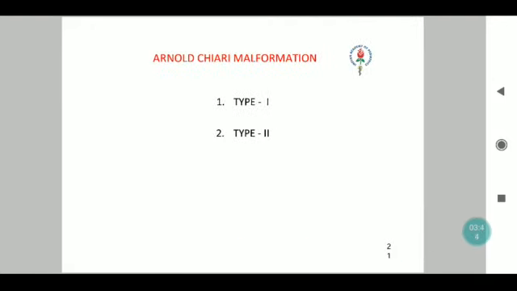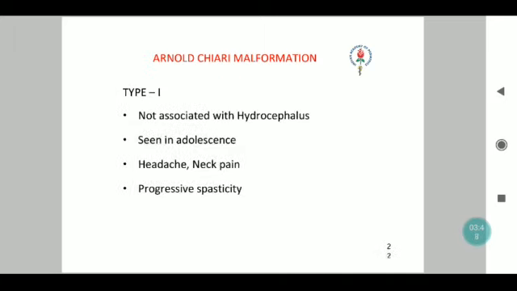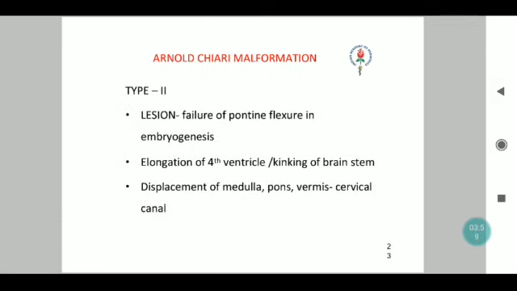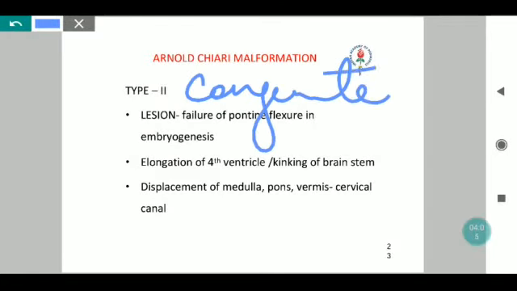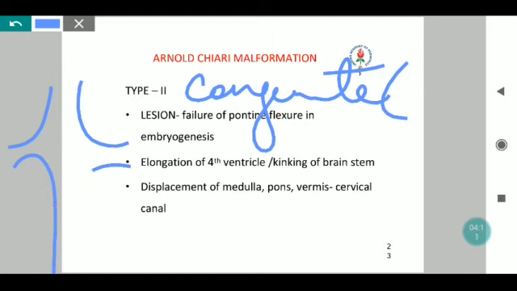Now, coming to Arnold Chiari malformation, we divide this into two types: type 1 and type 2. Type 1 Arnold Chiari is typically not associated with hydrocephalus and is seen in adolescence, associated with headache, neck pain, and progressive spasticity. Whereas type 2 is congenital, and it is because of a failure in the pontine flexure during embryogenesis.